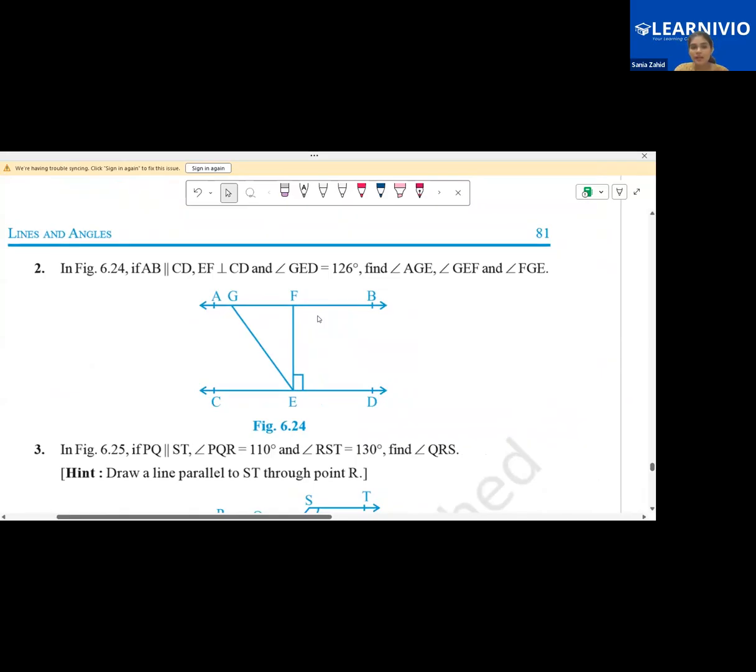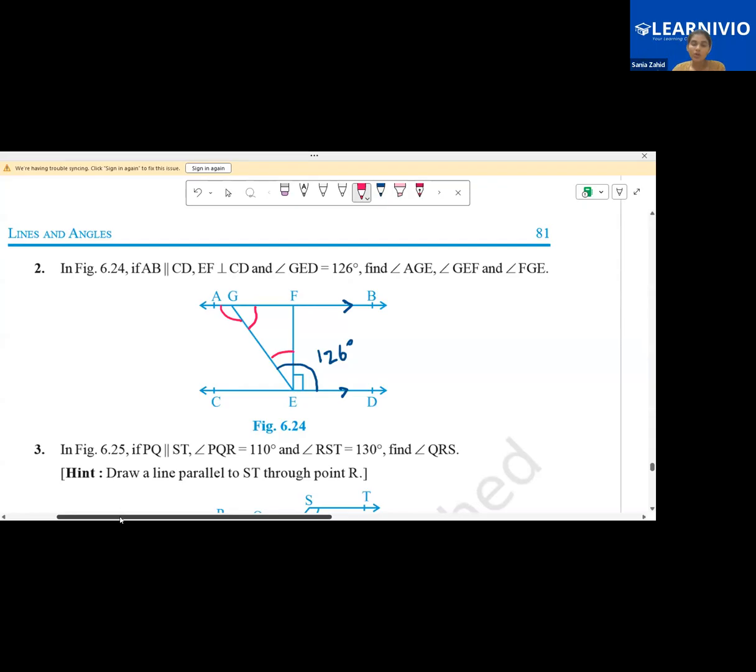It says that if AB is parallel to CD, so you have AB line that's parallel to CD line, and angle GED. So children, this whole angle they are saying is 126. Find angle AGE, that's this angle. GEF is this angle. And FGE is this angle. Right, children? The blue colored part they have given, the pink colored part you have to find.